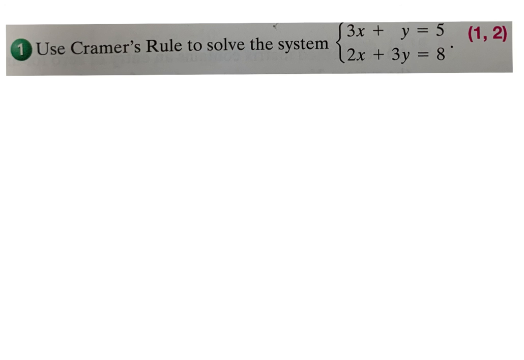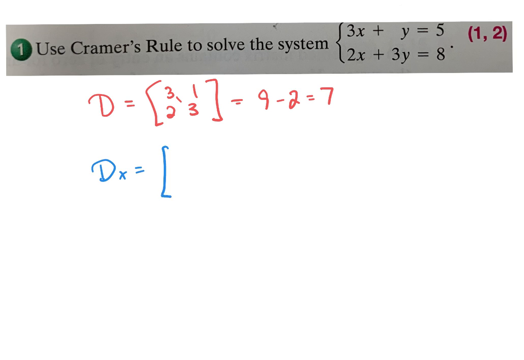All right, so you're going to find your regular coefficient determinant first. So 3, 1, 2, 3. So we have 9 minus 2. That guy's going to be 7. Then we have our x. So replace my x column with the 5, 8. So we have 15 minus 8. That's 7. So this is going to be 7 divided by 7, or 1.